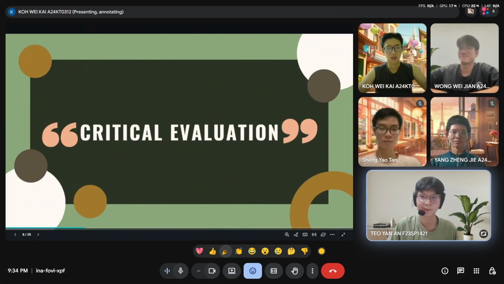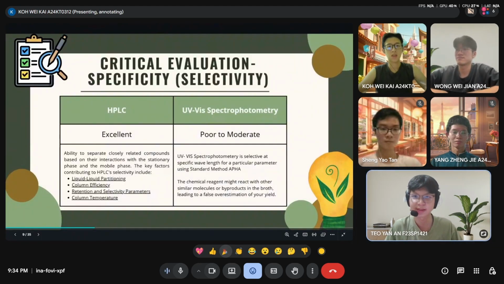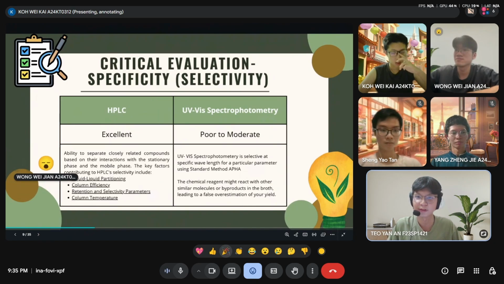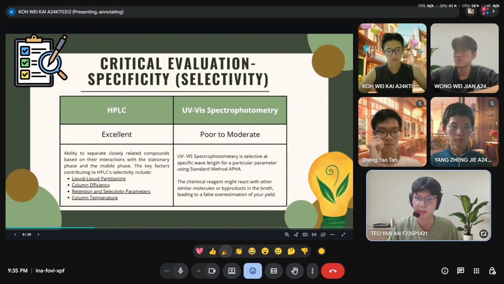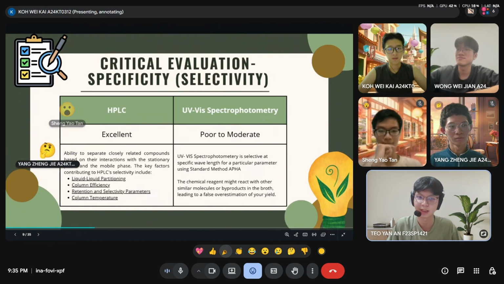Of course, I will share some critical evaluation. Okay, so we go to the next parts. The first part is specificity, which I can also call selectivity. For this part, we will use HPLC and UV-VIS spectrometer to do a comparison. First of all, HPLC has excellent selectivity, while UV-VIS is poor to moderate. This is because HPLC has the ability to separate closely related compounds based on their interaction with the stationary phase and the mobile phase. But for UV-VIS, the chemical reaction might react with other similar molecules or byproducts in the broth, leading to a false overestimation of the yield.